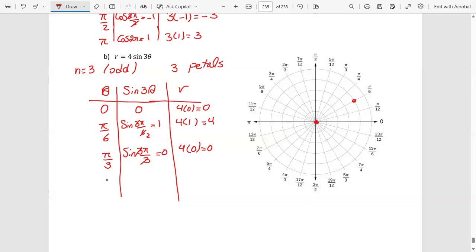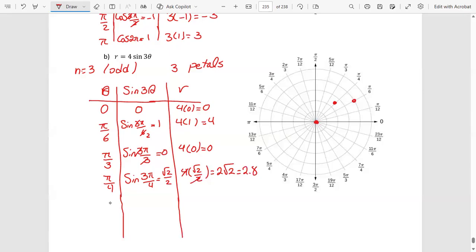Let's replace pi over 4 here. If I replace pi over 4, I'm going to find the sine of 3 pi over 4. And based on the table of values, the sine of 3 pi over 4 is root 2 over 2. And 4 times root 2 over 2 is 2 root 2. And if you find it by the calculator, 2 root 2 is about 2 times 1.4, which is 2.8. So for pi over 4, we have 2.8. 1, 2, and 2.8. Okay?